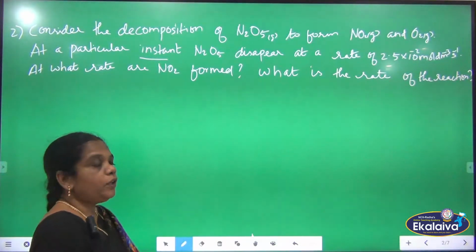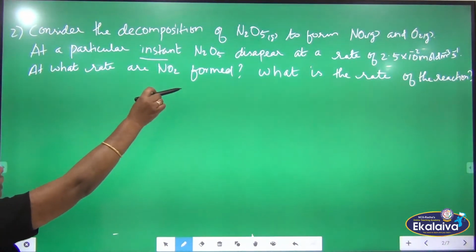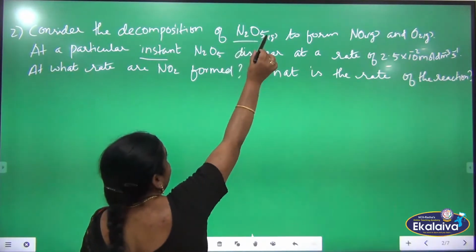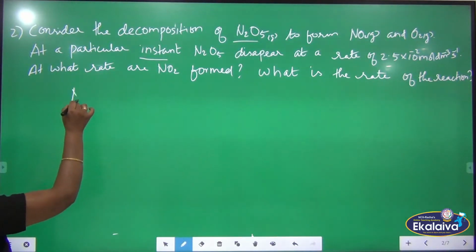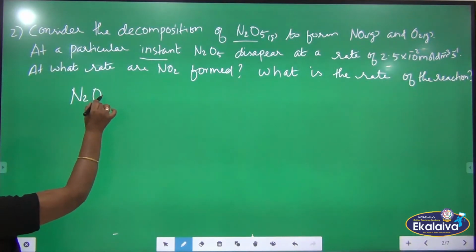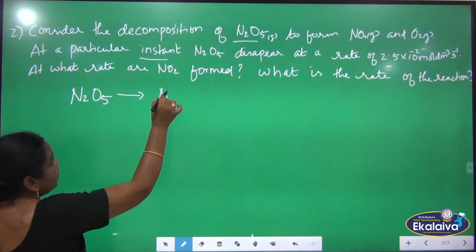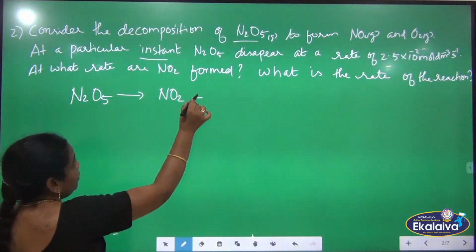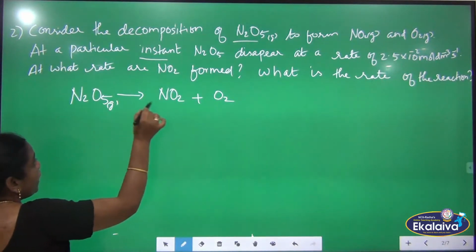So first you want to write the chemical equation for the decomposition of nitrogen pentoxide. N2O5 decomposes into nitrogen dioxide plus O2. They all exist in the gaseous state.